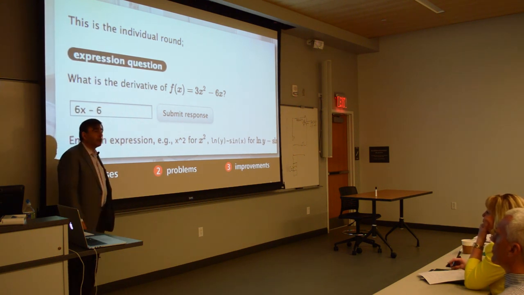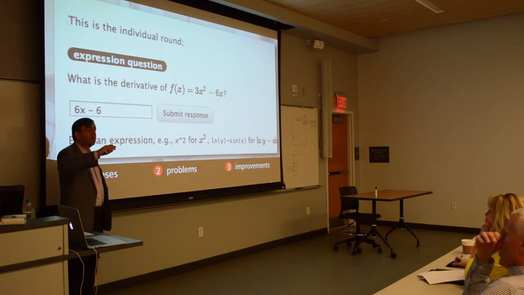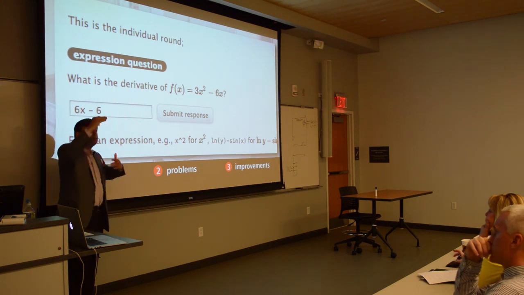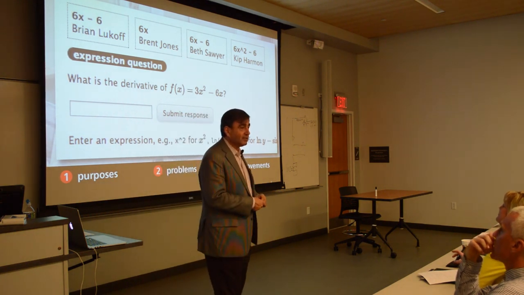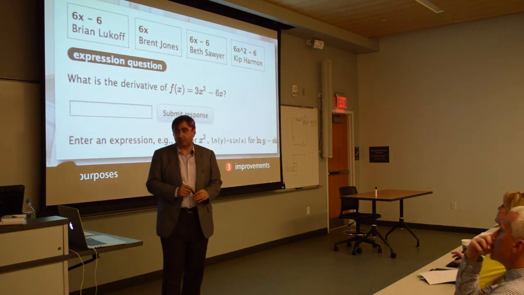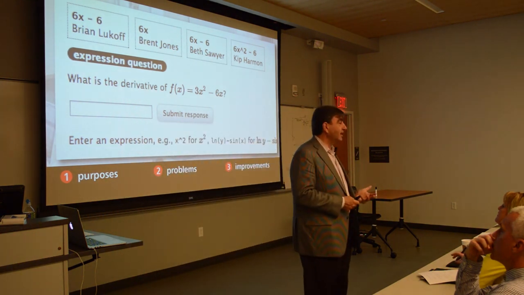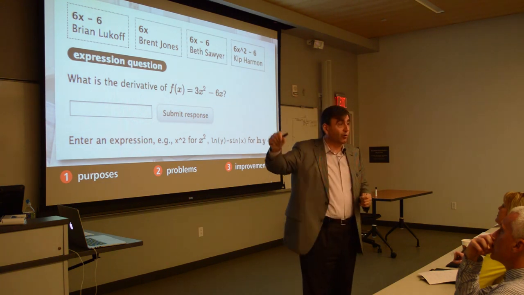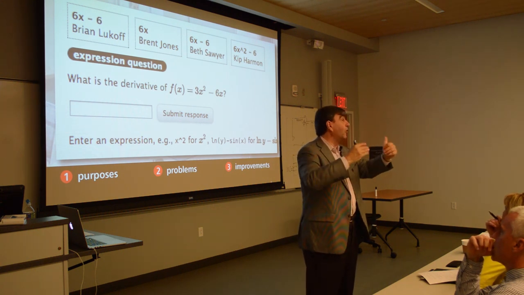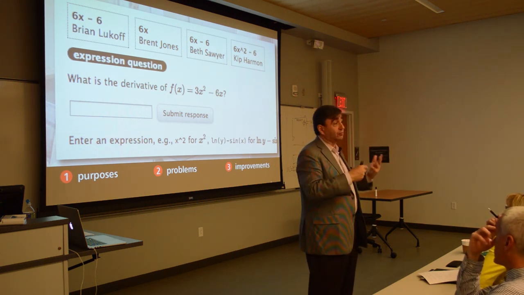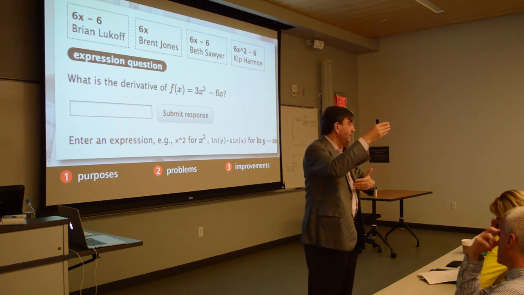You do that for all of the questions on the exam, and then at some point I, the instructor, press a button and the team round starts. In the team round, you see the same questions again, but now you can see what everybody in your team has answered. Brian answered 6x minus 6, Brad 6x, Beth 6x minus 6. Now, as a team, they have to decide what the right answer is. They'll go to the board and work it out, and then answer. If it's wrong, the computer immediately tells you. You can try again for half credit, and if it's wrong again, you can try again for quarter credit, and if it's wrong again, it reveals the solution.